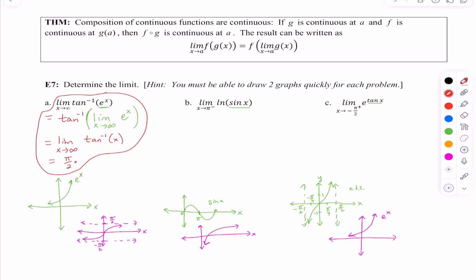We're going to do a similar analysis with the second example. We're going to look at the inside function first. What happens as x approaches pi from the left? Where do the corresponding y values go? They're actually going to 0 from the right.